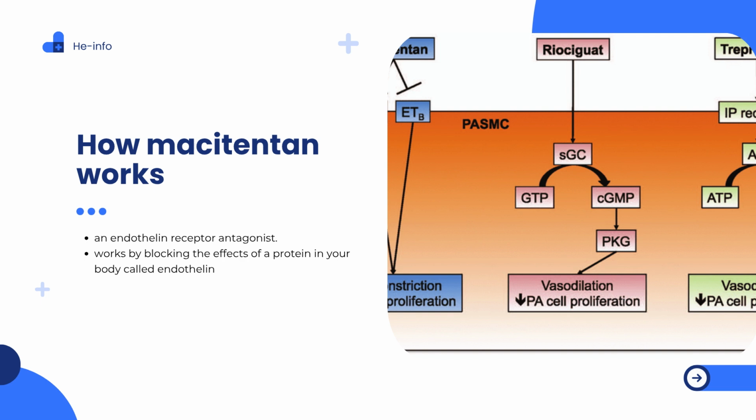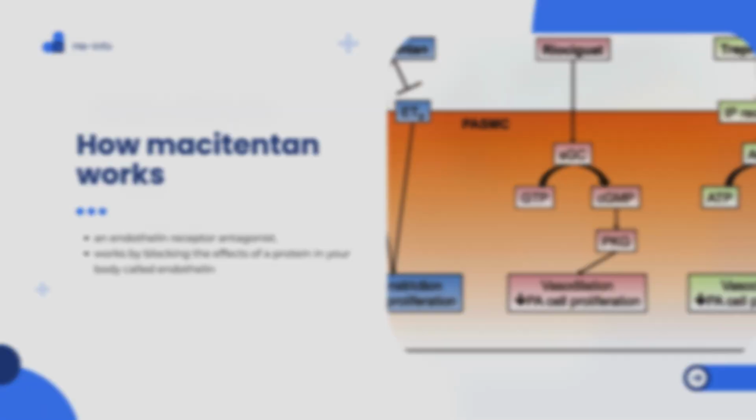By blocking the effects of endothelin, Opsumit Macitentan helps relax and widen the blood vessels that connect the heart and lungs. This allows blood to flow more easily, reduces the workload on the heart, and helps the lungs deliver oxygen more efficiently throughout the body. As a result, patients often experience improvements in breathing, stamina, and overall heart-lung function.